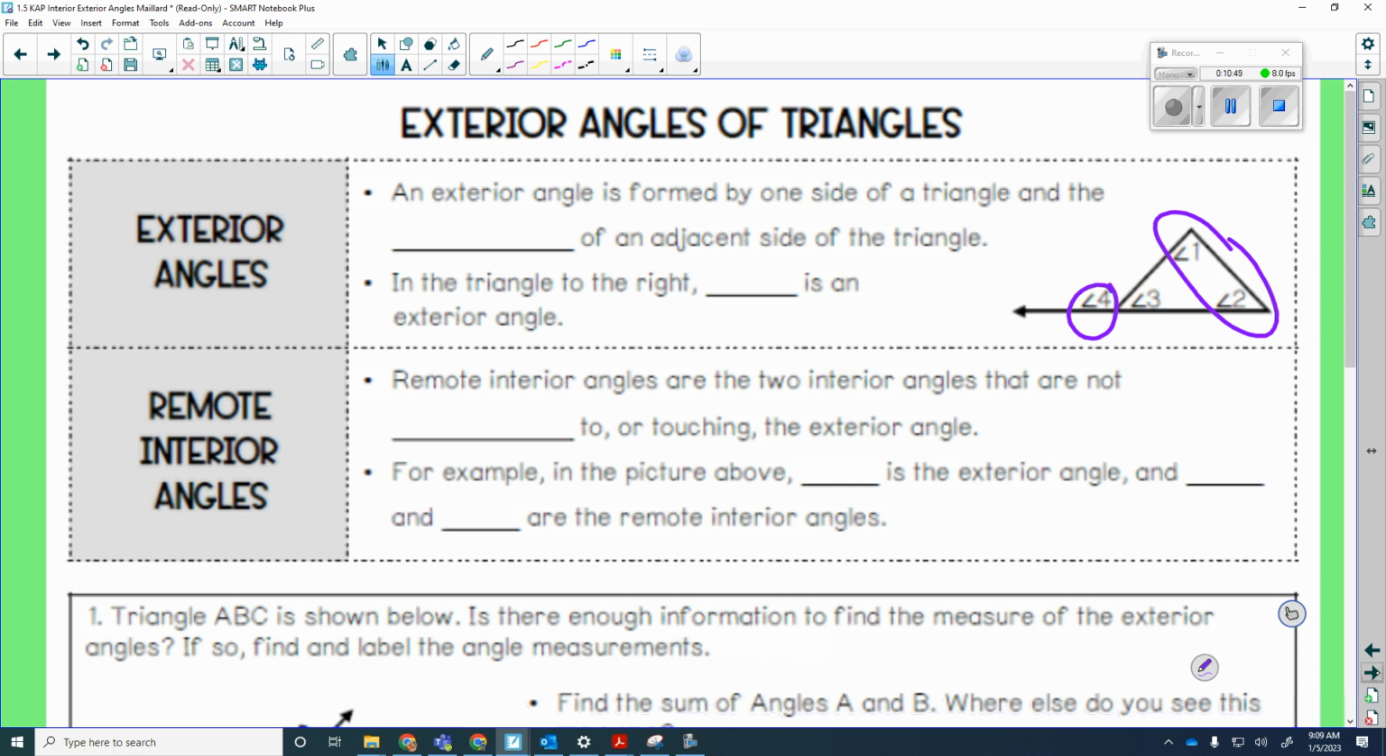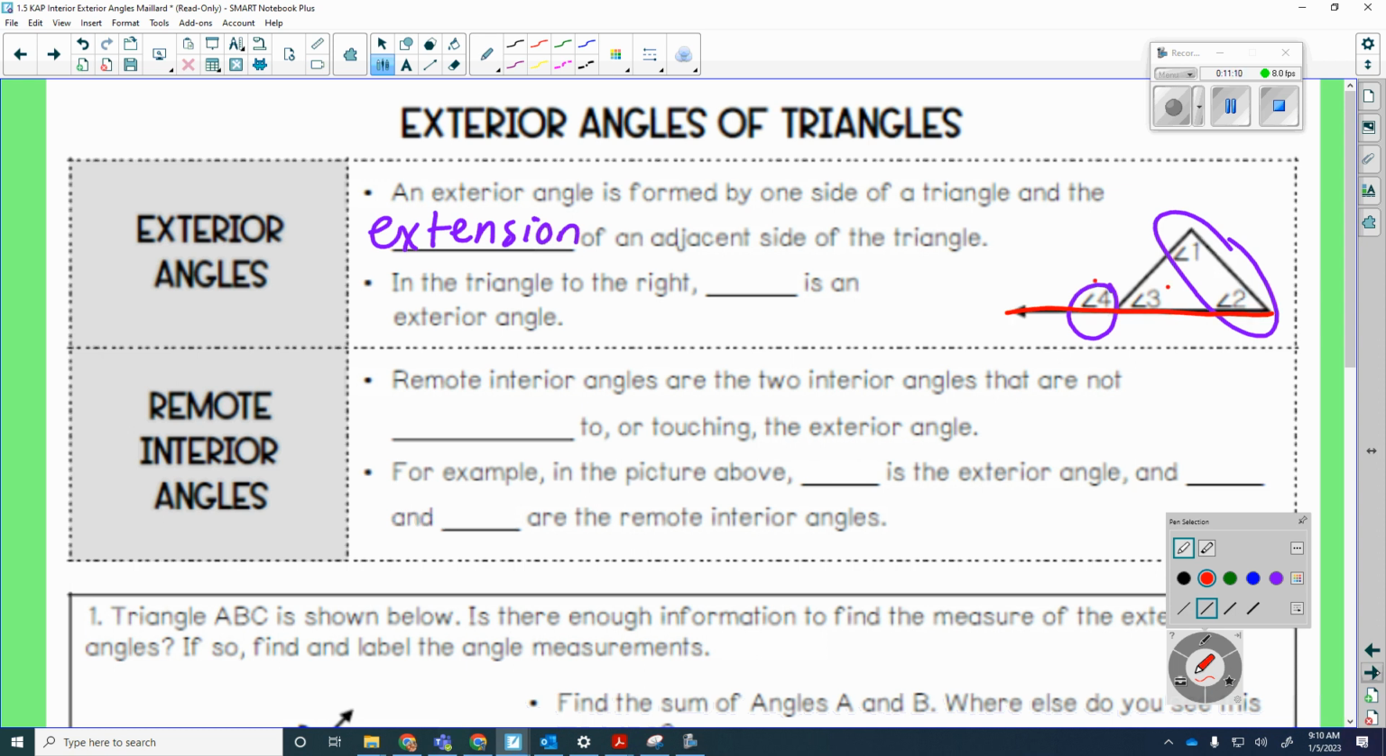An exterior angle is formed by one side of a triangle and the extension of an adjacent side of the triangle. Notice, this is one side of the triangle, and so these two angles are adjacent to each other. That's what they're saying. In the triangle to the right, angle 4 is an exterior angle because exterior means what? Outside.